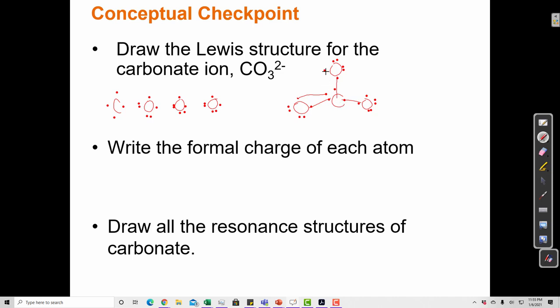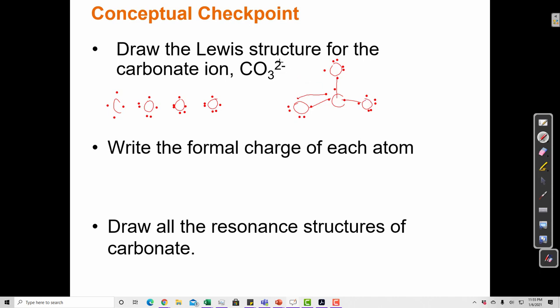So now I have one unpaired electron here, and I have one unpaired electron here. Everybody else is satisfied. Carbon has 2, 4, 6, 8. This oxygen has 2, 4, 6, 8. But this oxygen has 7, and this oxygen has 7. So what do we do in this situation?